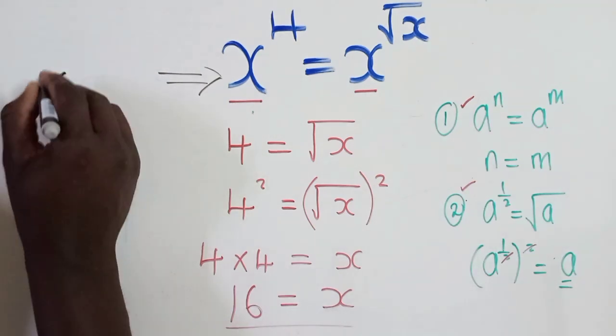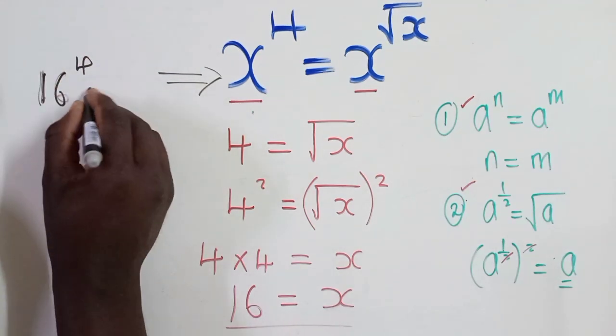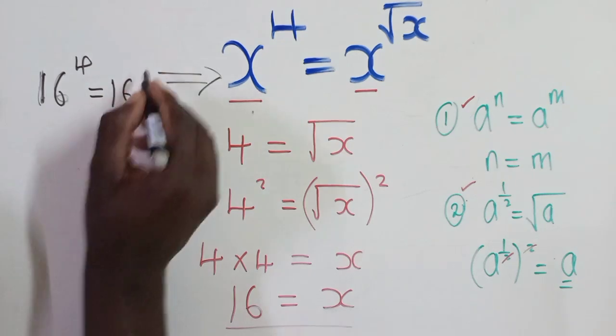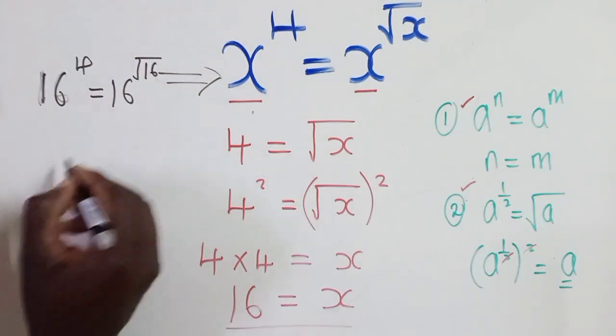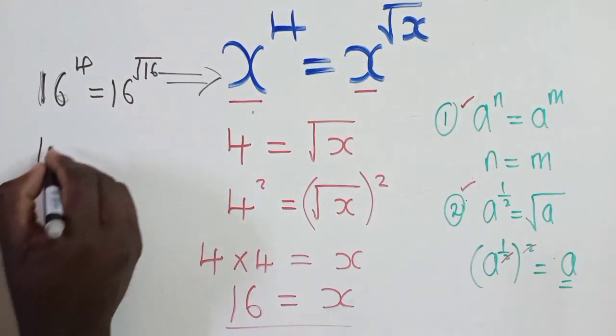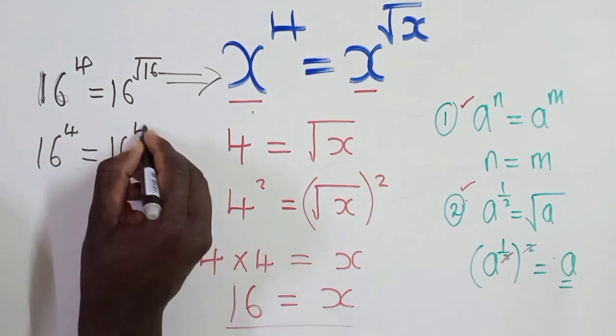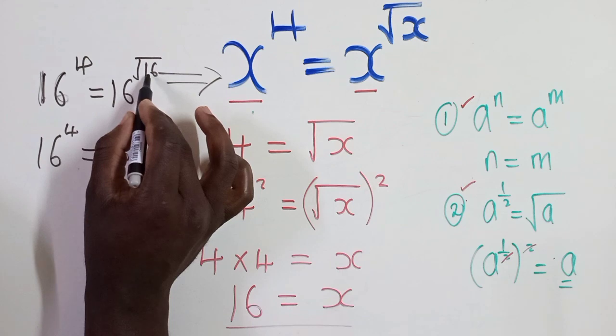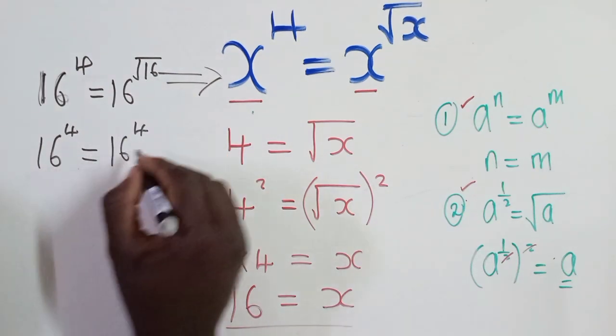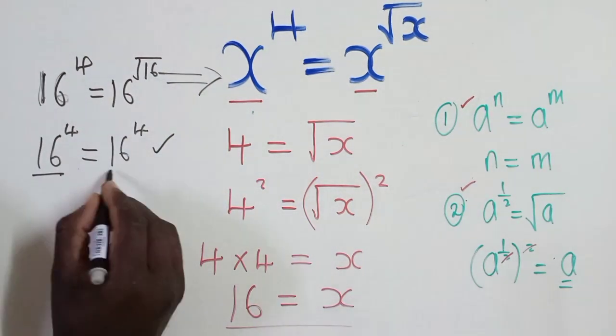So this is 16 power 4 is equal to 16 power square root of 16. So if you're following nicely, here it's 16 power 4, which is equal to 16 power 4, because the square root of 16 is just a 4. So this one holds. This is equal to this.